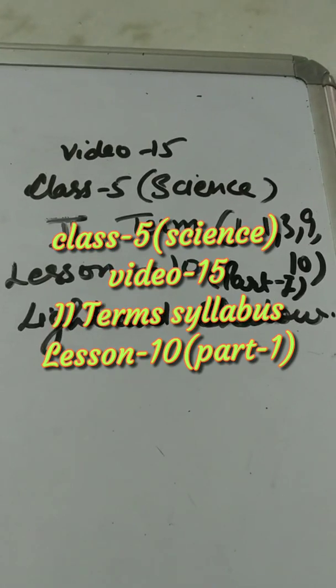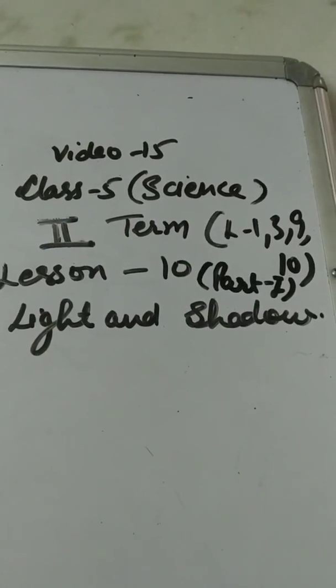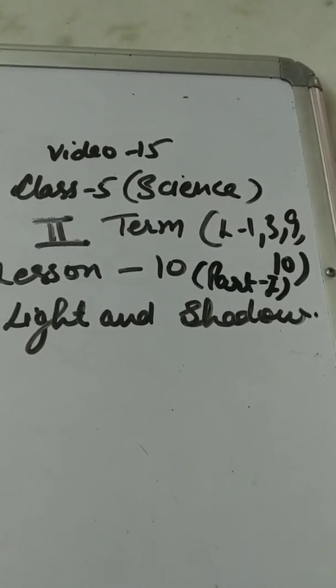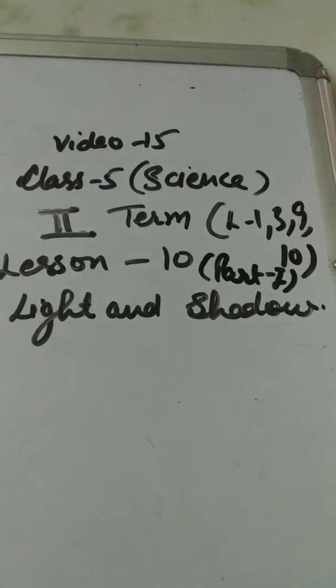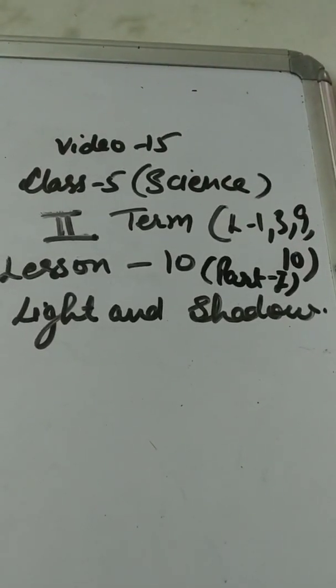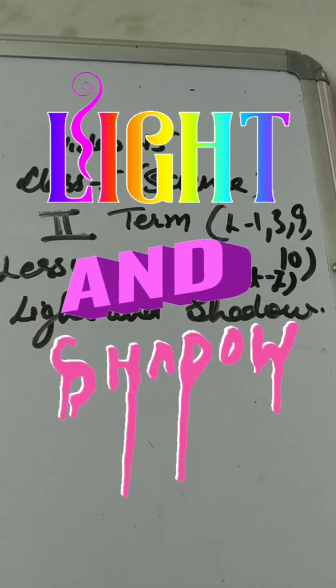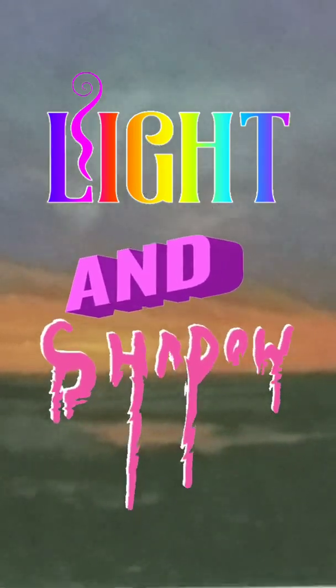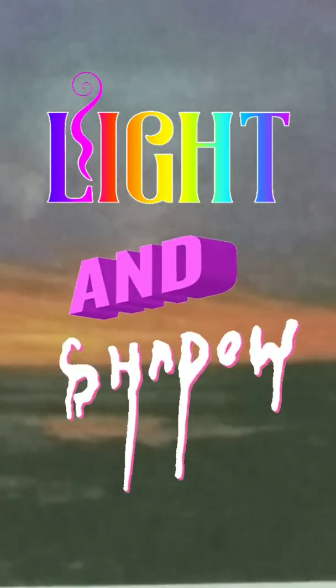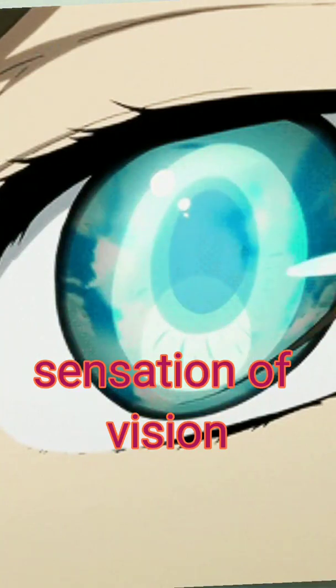It is video number 15. In second term, lessons number 1, 3, 9 and 10 are included. Today we will start with lesson number 10, light and shadow. What is light? Light is an invisible source of energy that creates a sensation of vision.